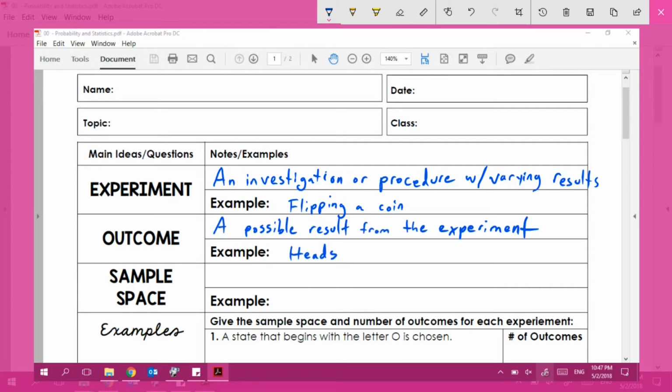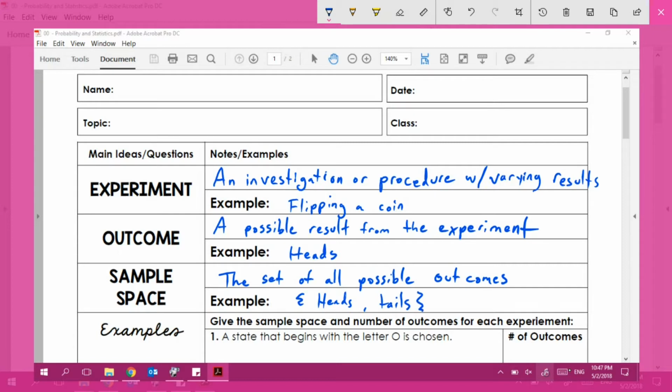An outcome is a possible result from the experiment. So an example from flipping the coin, a possible outcome would be heads. And then the sample space is the set of all possible outcomes. So for example, with our flipping the coin example, we'd have heads and tails.